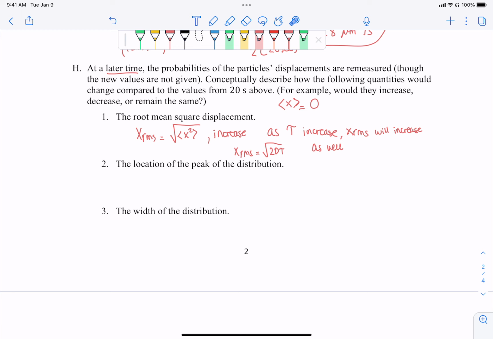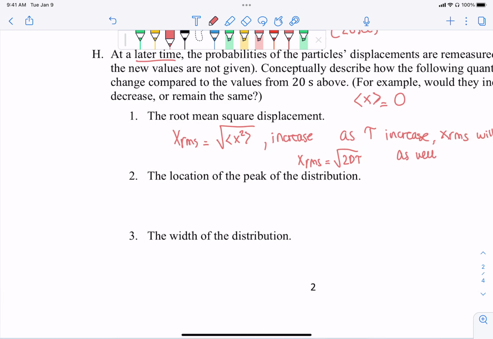Any other people want to chime in? So we got 2 sames, 1 decrease. Yeah, so it's always most likely around 0, right, or around your initial position. So location of the peak will remain the same with time. The particles will still most likely be found at around x equals 0.